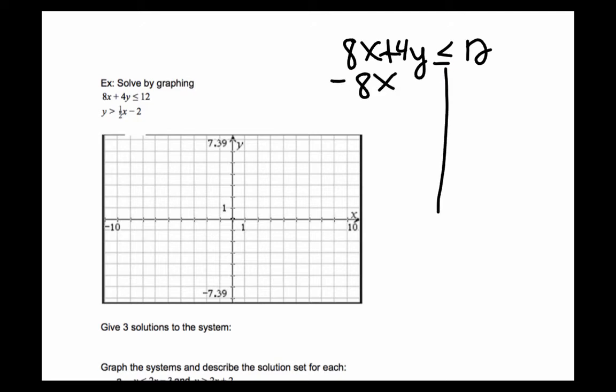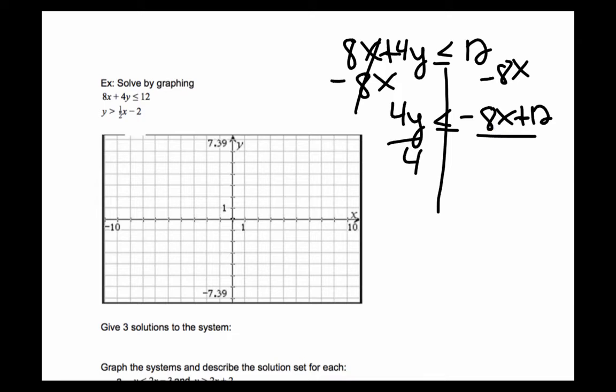So minus 8x, minus 8x. So now 4y is less than or equal to, make sure you bring down the right sign, -8x plus 12. Okay? So I just put this in front. No big deal. The 12 is positive, so he stays positive. Divide by 4. I have to divide both of these terms by 4. So y is less than or equal to, because I did not divide by a negative.